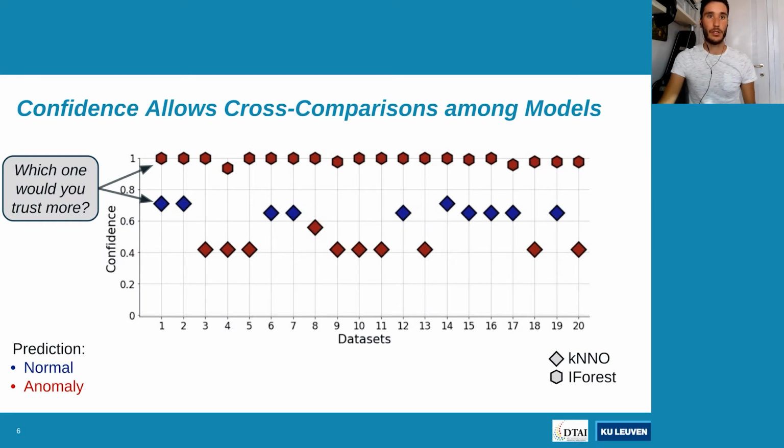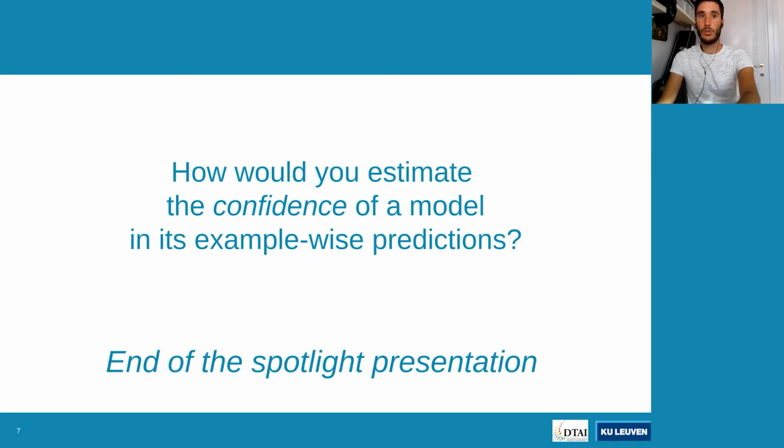Additionally, the confidence measure allows cross-comparison among models. In general, it's quite tough to select a prediction when different models disagree on the final class. In this case, for example, if you train two different anomaly detectors on the same dataset and you assume that these two models are equally accurate on average, then a potential choice might be to pick the most confident method in its prediction, as we should probably trust it more. In fact, many times it might be better to avoid predictions with high uncertainty and rather prefer more confident models. So how would you estimate the confidence of a model in its example-wise prediction?